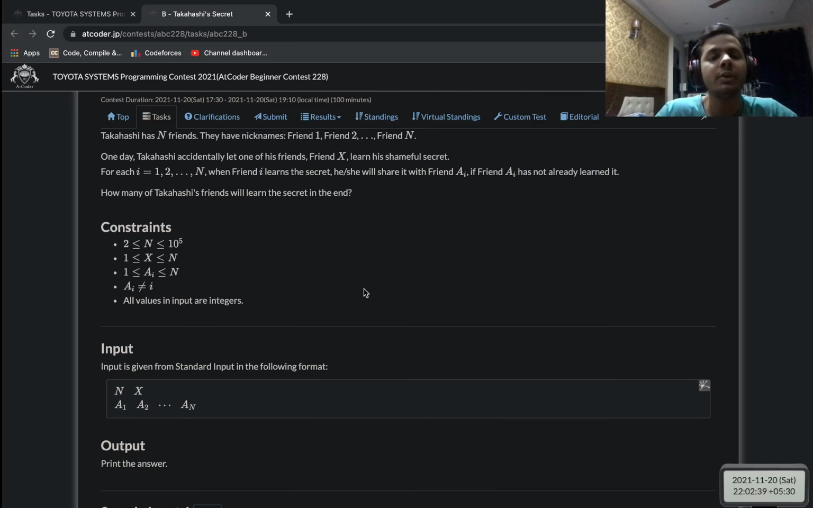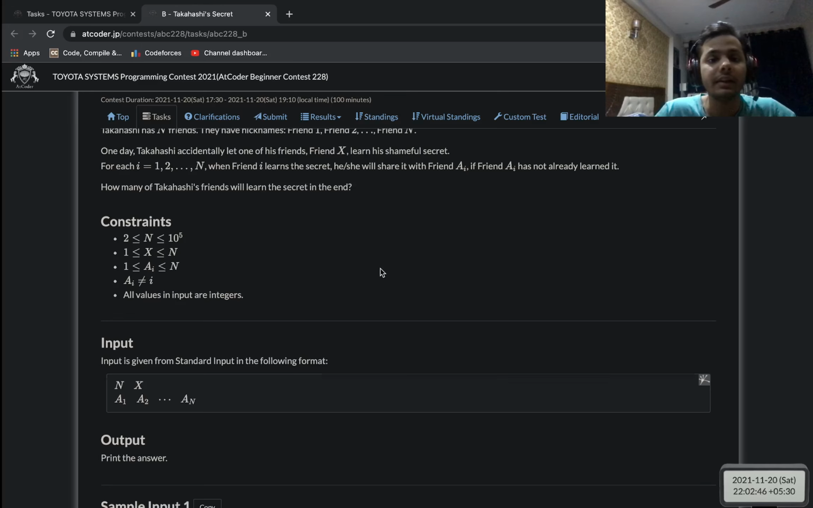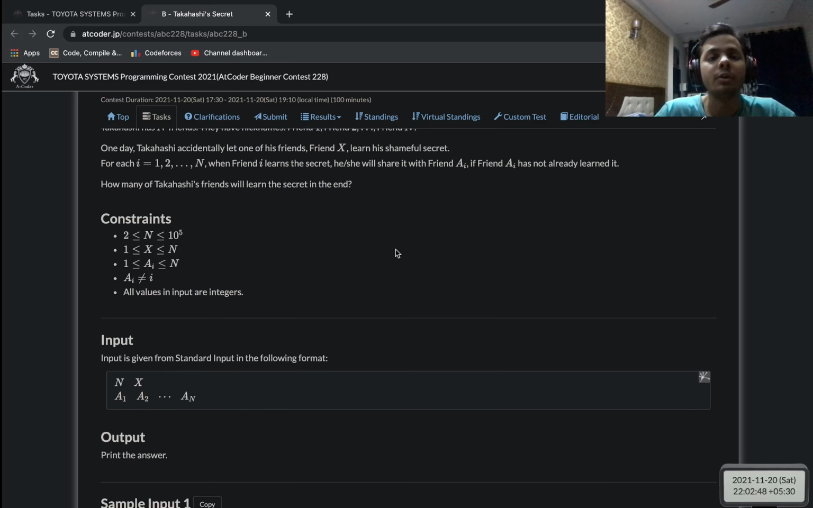So what we can do here is start from the friend X and just carry on and make a DFS in the graph. Finally, all the nodes which have been visited in the DFS are the friends who will know of Takahashi's secret, and all the nodes which haven't been visited are the friends who will never know his secret.